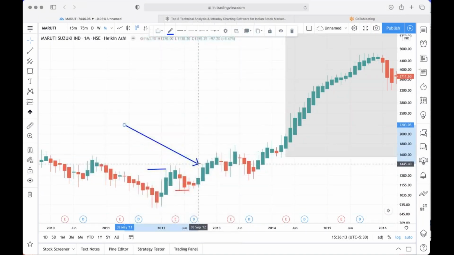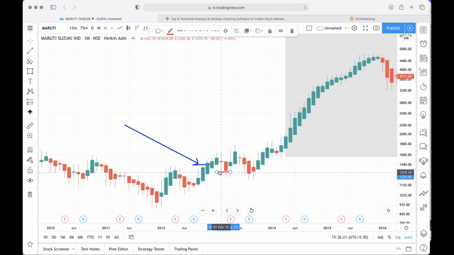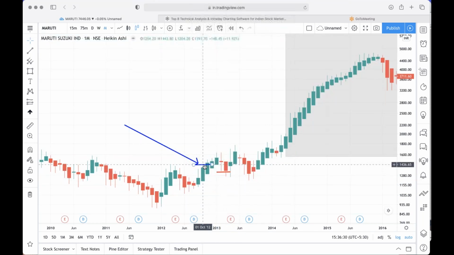Next opportunity it gave us on this month. So we buy above here, first stop loss down here, trailing the stop loss till here, entered month number 1, 2, 3. On the 4th, 5th month we are out. On the 5th month we are out. We entered around 1400, we exited around 1330, so around 70, 80 odd points down.